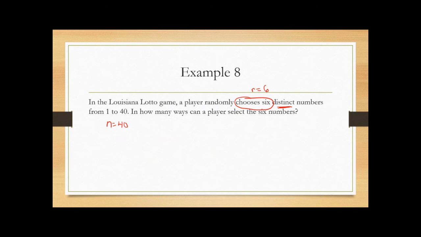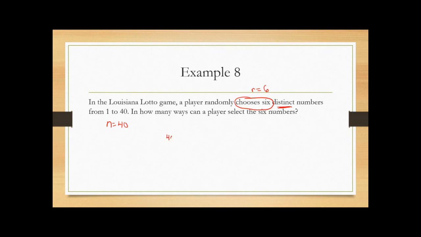So in how many ways can a player select the 6 numbers? It doesn't say that the 6 numbers have to be in order for the lotto. It just says the player is choosing 6 numbers, so they could be any 6 numbers. It doesn't say anything about the order of the numbers. So this would be a combination.